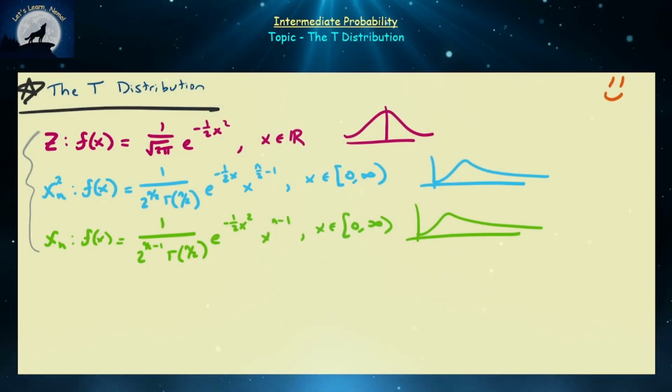Hello everyone, and welcome back to this series on intermediate probability theory. Today we're going to be working through some more change of variable derivations of statistical distributions. In particular, this time we're going to be focusing on the t distribution.